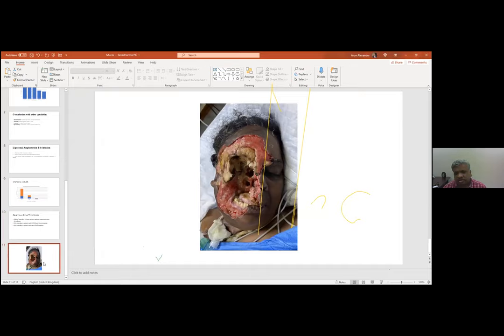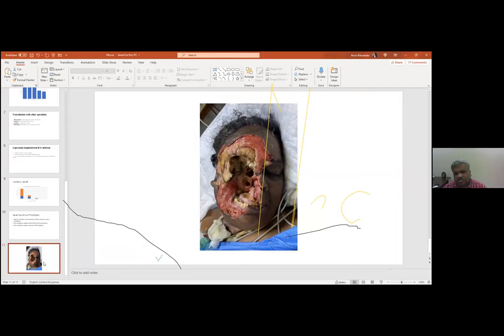Mucormycosis just ate away everything. It was very, very disheartening. We had to remove her upper jaw, the orbit, most of the soft tissue of the face. She was so very sick, it took us almost 6 weeks before she was fit to operate. We operated, but to reconstruct, it took us almost 6 weeks till she was healthy enough.